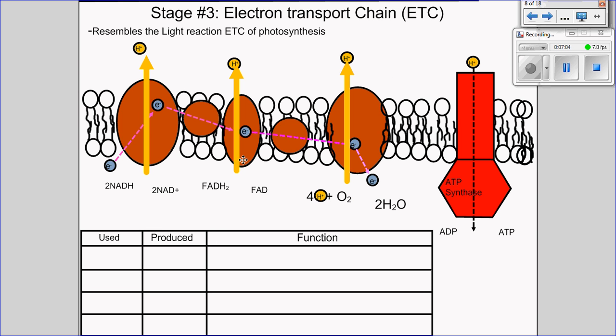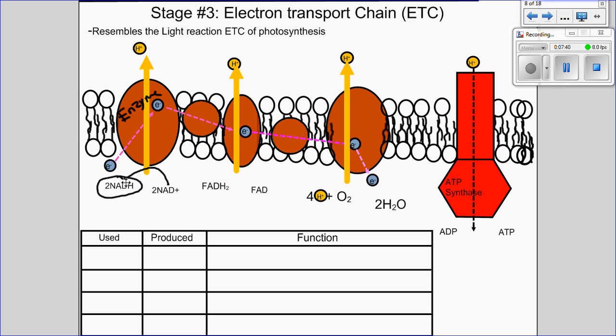So glycolysis makes things for the electron transport chain. The Krebs cycle makes things for the electron transport chain. And this is essentially a very similar process to the light reactions of photosynthesis. So if you look, the NADH that was created is going to be used during the beginning of the electron transport chain. And what happens is your NADH reacts with this enzyme here. This is an enzyme.